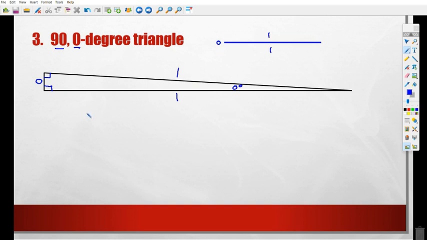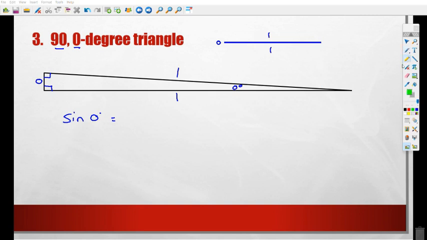See if you can use this triangle. I want you to go and find the sine of 0 degrees for me. Go find sine of 0. Pause the video, go see if you can do it, and let's see if you are right.